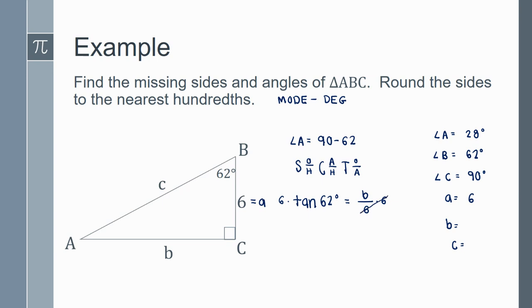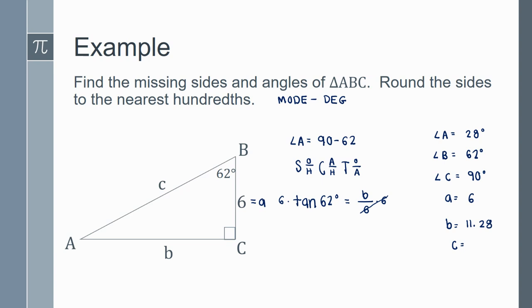Your calculator should be in degree mode. We just have to type it exactly how we see it: 6 times the tangent of 62. Once again, the directions say to round to the nearest hundredth, so 2 decimal places. So it looks like side B is going to be 11.28.